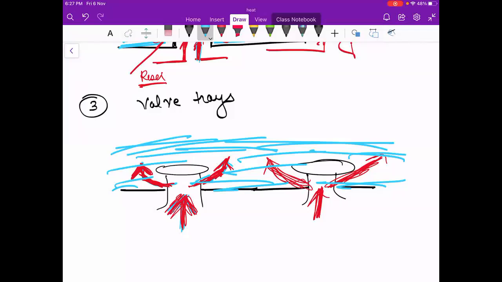The lifting cap provides better mixing than in sieve trays.